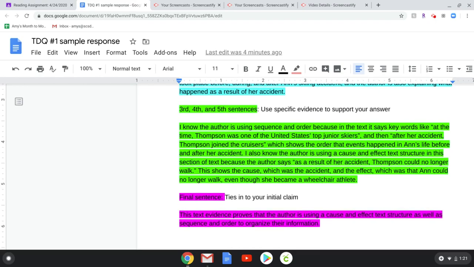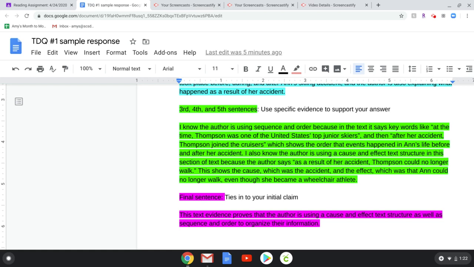In my next sentences, I'm using specific evidence to support my answer. So I need to find evidence in the text that proves that cause and effect and sequence and order are the text structures being used. I know the author is using sequence and order because in the text it says keywords like at the time, Thompson was one of the United States top junior skiers, and then it even says after her accident, Thompson joined the Cruisers, which shows the order that events happened in Anne's life before and after the accident.